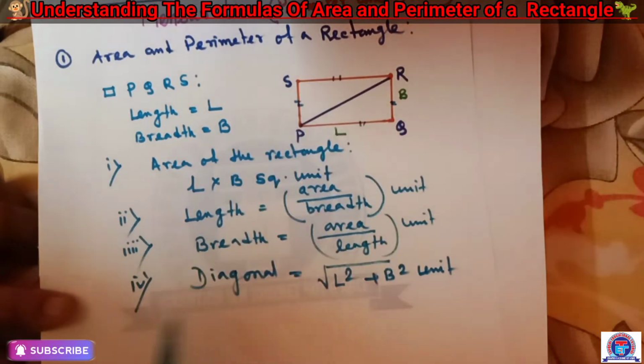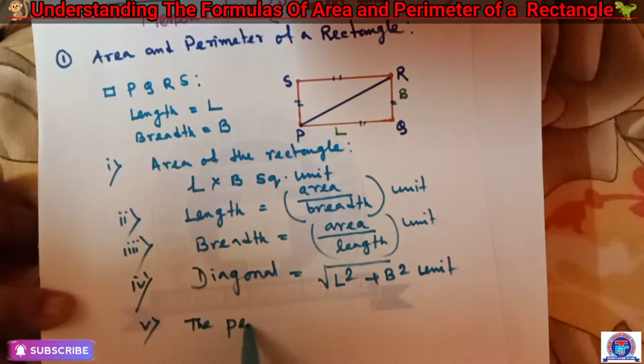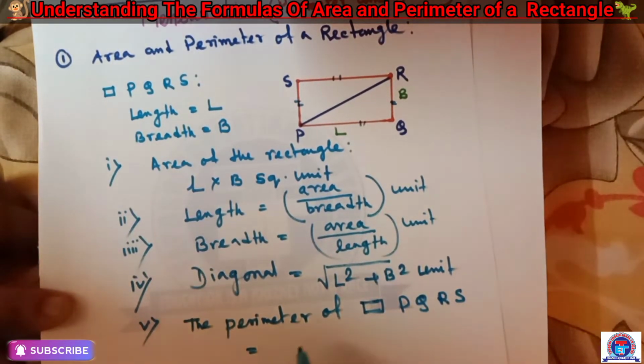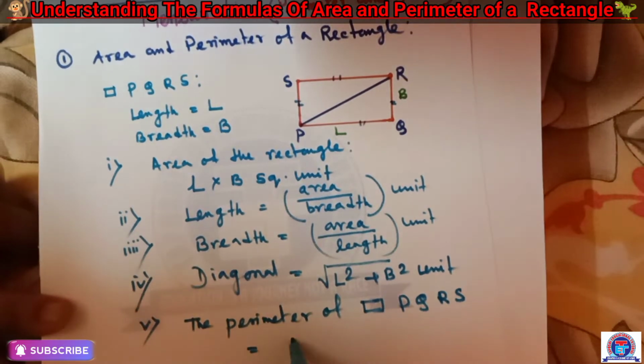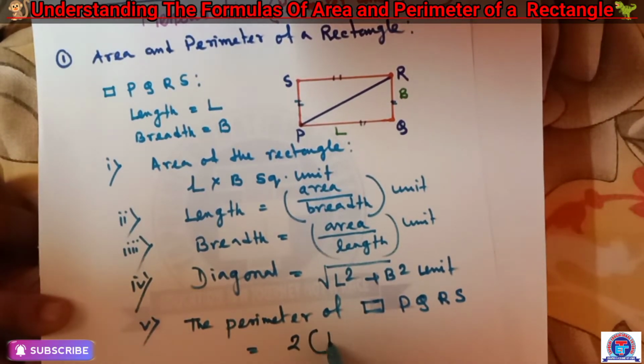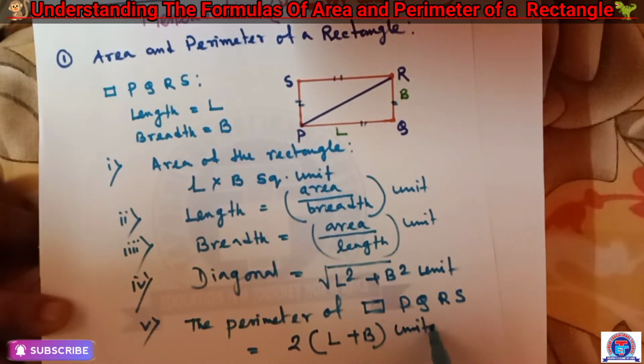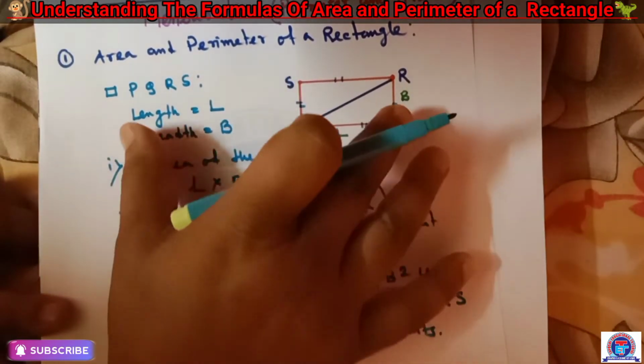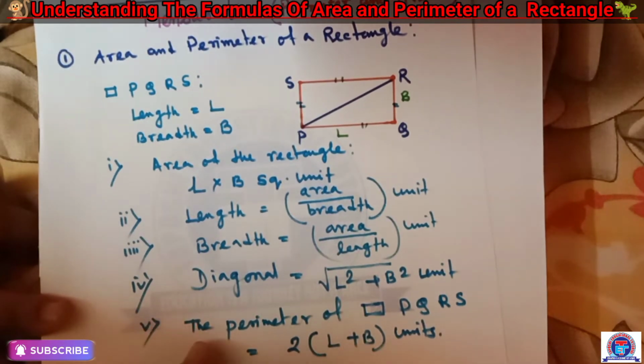So the perimeter of rectangle PQRS is equal to 2 into length plus breadth units. Right? So, student, I hope you understand all these formulas very clearly.